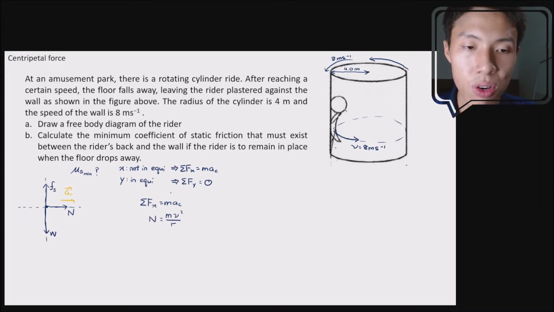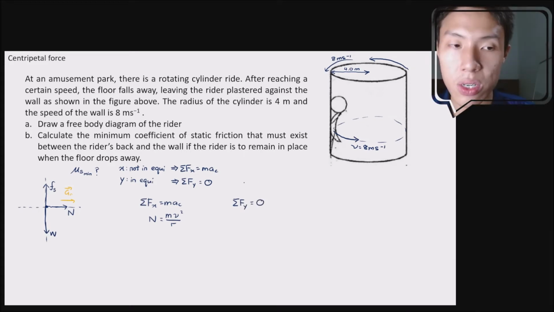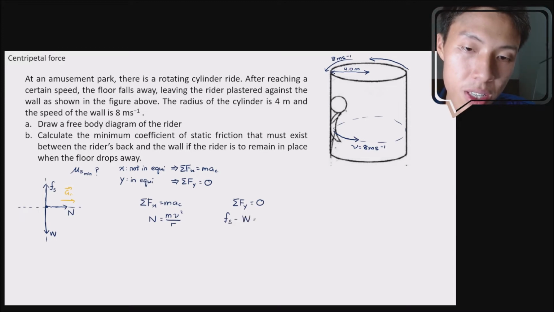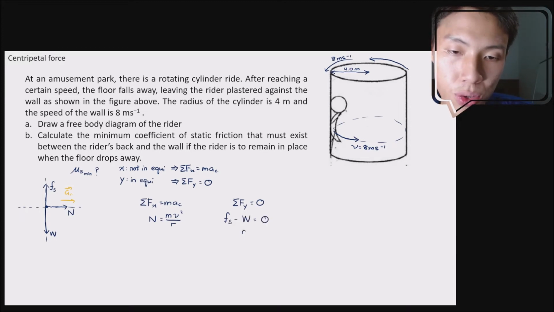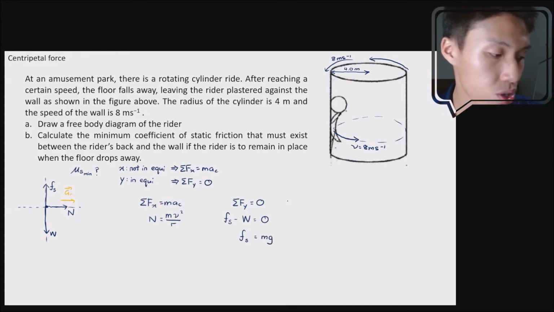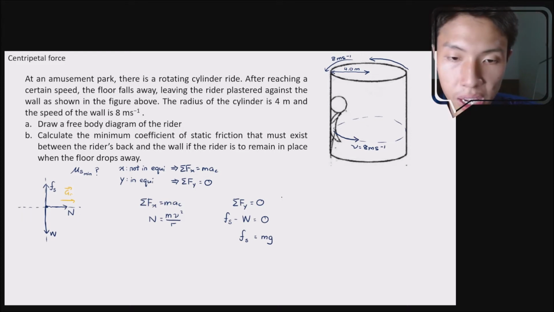So again, normal we have to take it from the y-axis probably. We need to relate to the y-axis. Sum of forces in the y-axis is equal to 0, so we take the static friction minus the weight of the person equals to 0. So the static friction will be equals to the mass of the rider multiplied by the acceleration due to gravity. Right now at this point, how should we move forward?